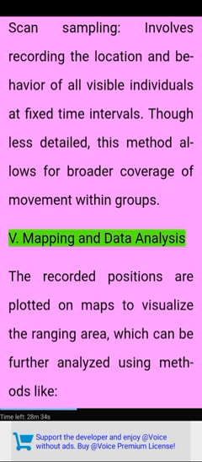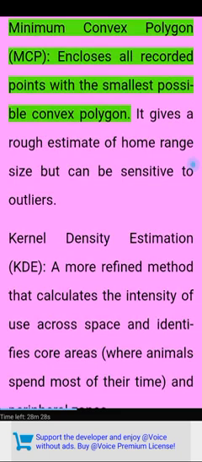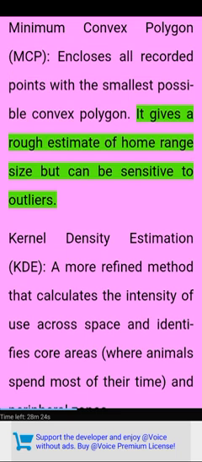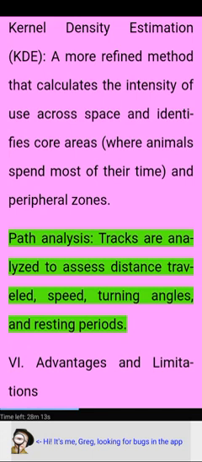V. Mapping and data analysis. The recorded positions are plotted on maps to visualize the ranging area, which can be further analyzed using methods like minimum convex polygon (MCP), which encloses all recorded points with the smallest possible convex polygon. It gives a rough estimate of home range size but can be sensitive to outliers. Kernel density estimation (KDE), a more refined method that calculates the intensity of use across space and identifies core areas where animals spend most of their time and peripheral zones. Path analysis. Tracks are analyzed to assess distance traveled, speed, turning angles, and resting periods.